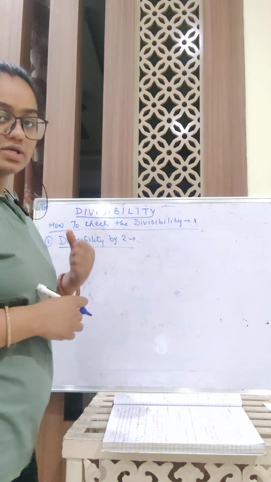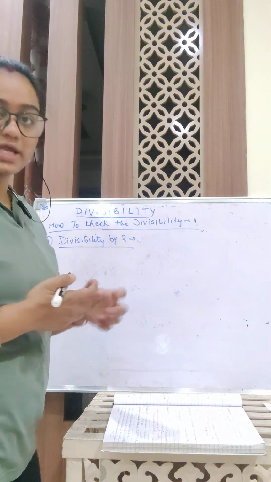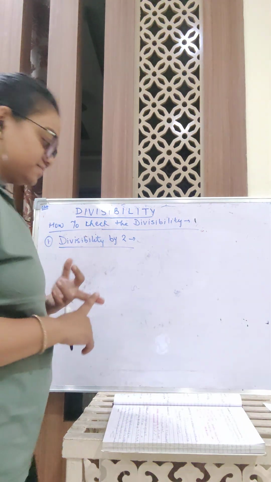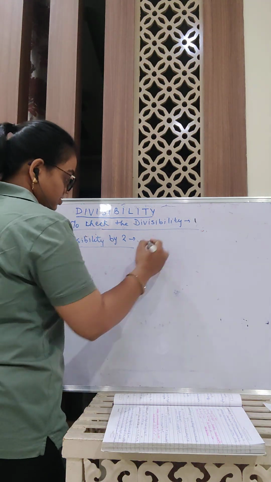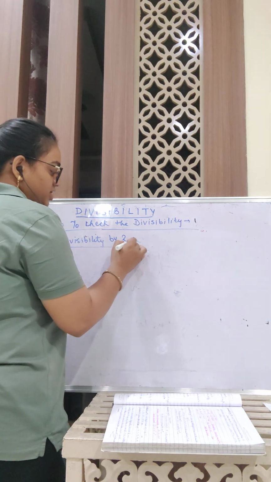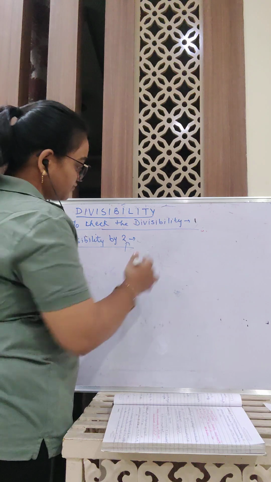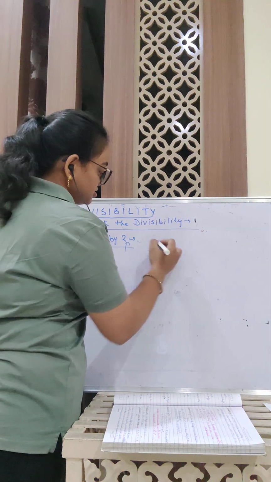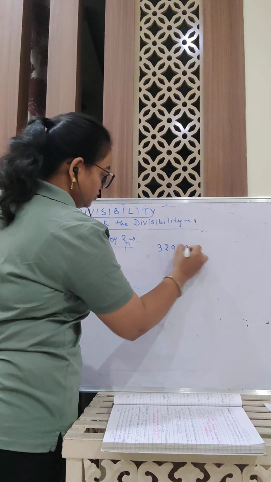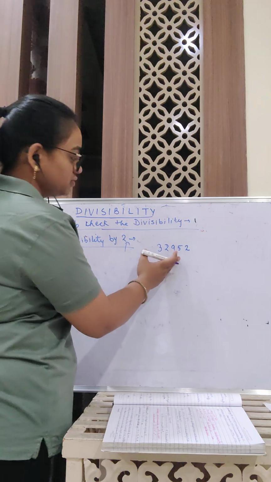Now, as we know, 2 is an even number, and 2 is the smallest prime number and the smallest even number. So when we check the divisibility of any number by 2, let us see, we have a number, 32952, and we have to check whether this number is divisible by 2 or not.